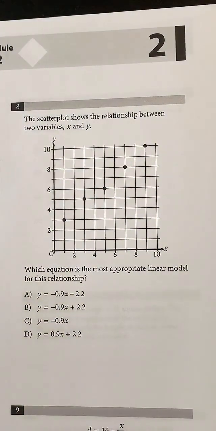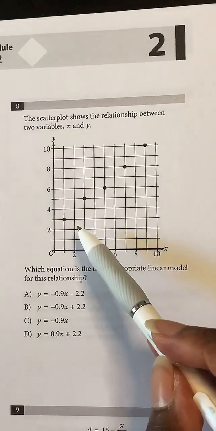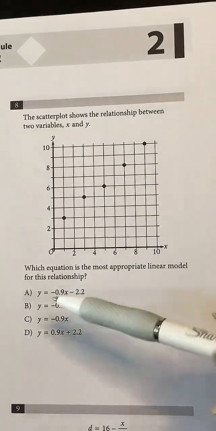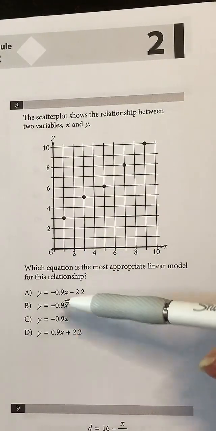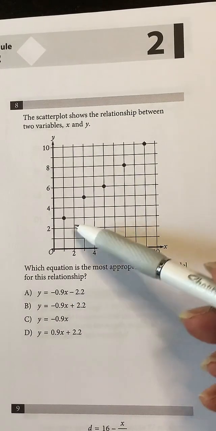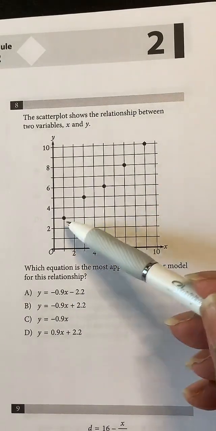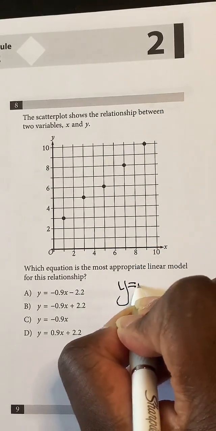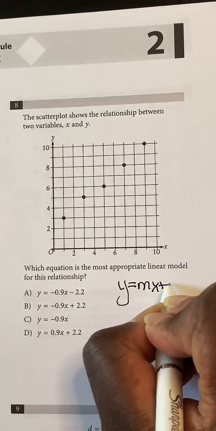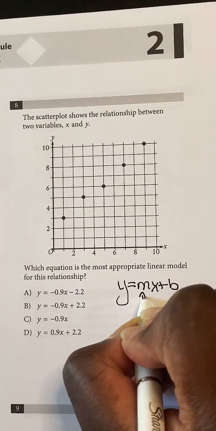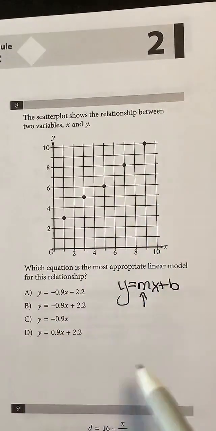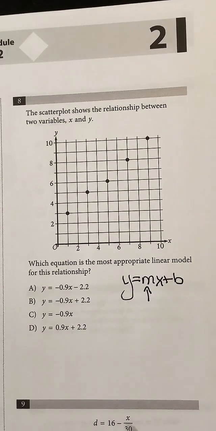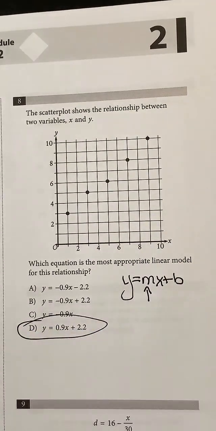Okay. All right. So yes, first off, look at the graph. Then look at your answer choices. All of them, from left to right, it's going up. That means I have a positive slope. So you should be thinking of this y equals mx plus b. The m is your slope. My slope is going up. The only one that has a positive slope is D.